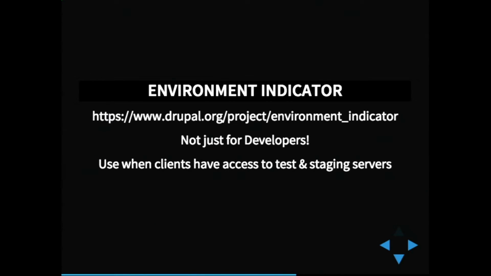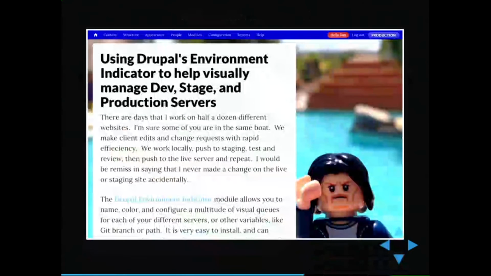Environment Indicator gives you a visual representation of where you are. Because, you know, I'm sure, like me, you work on 16 different things every day, and you can get kind of lost about where you are. So the environment indicator is at the very top. It takes over the admin toolbar, or you can have it on the left side or the bottom.